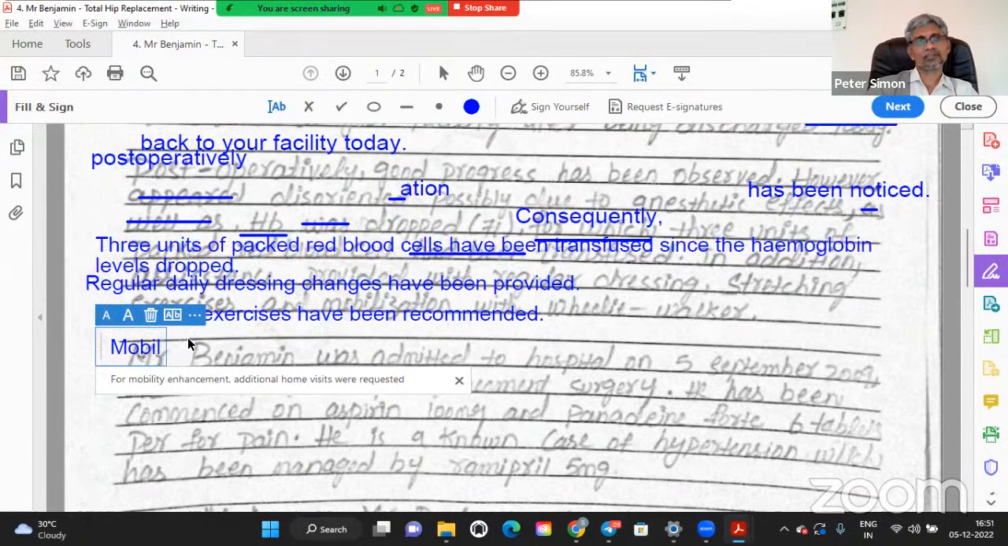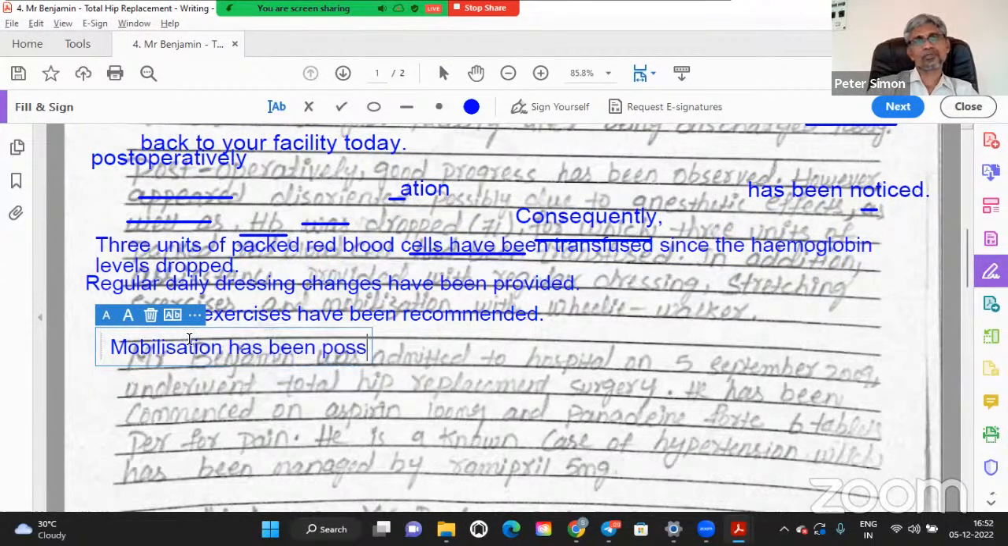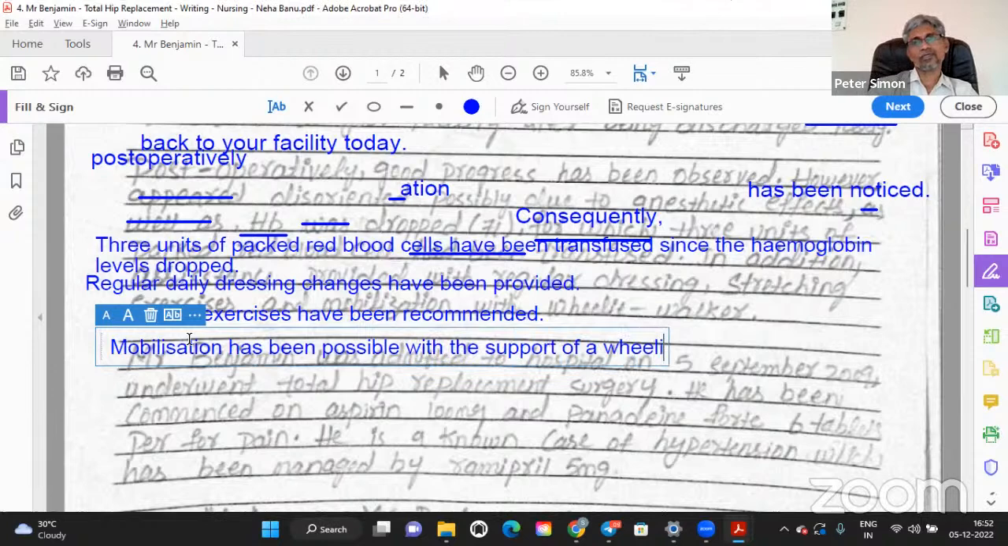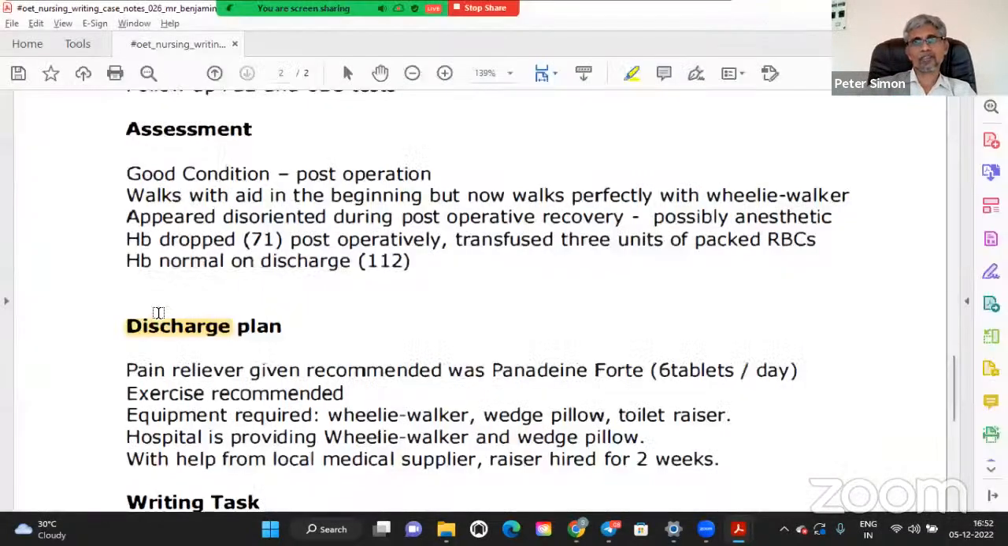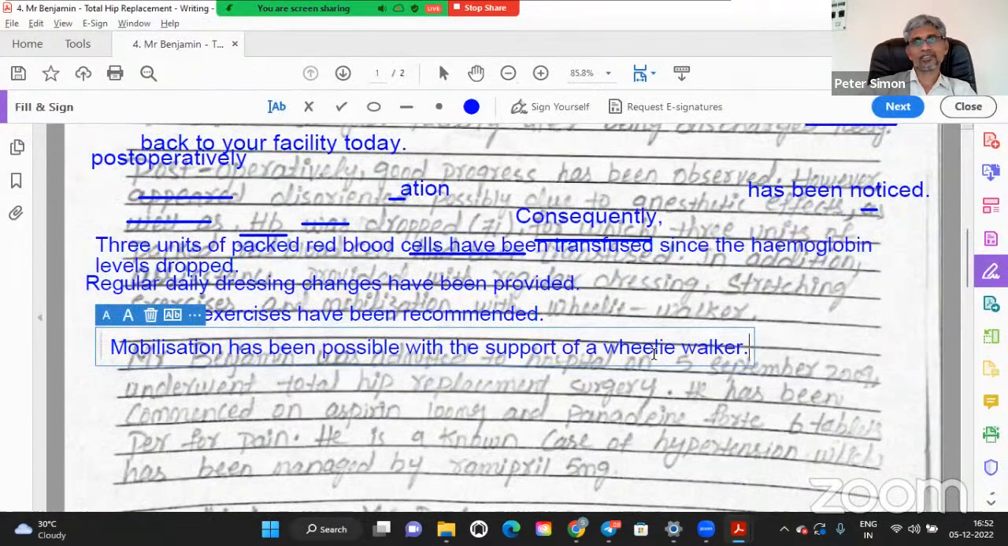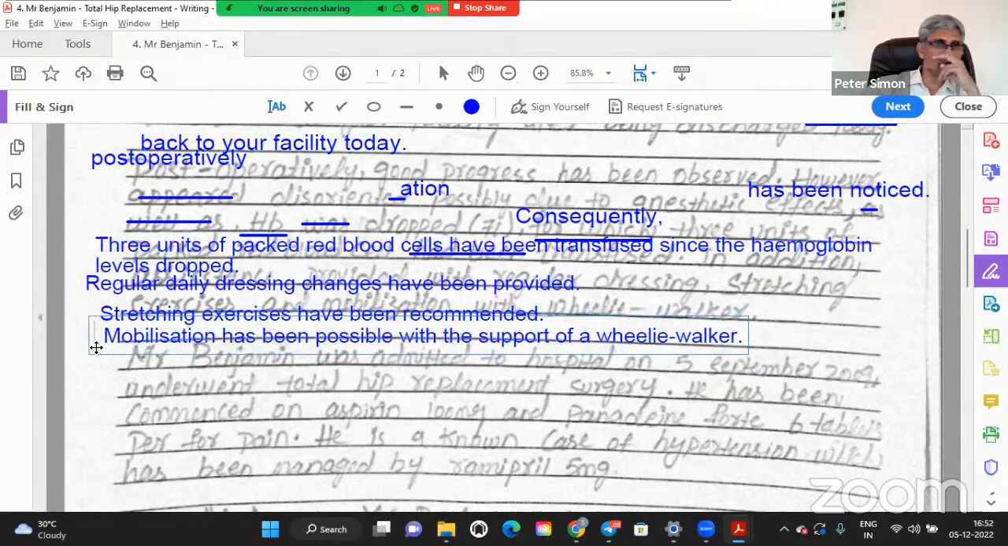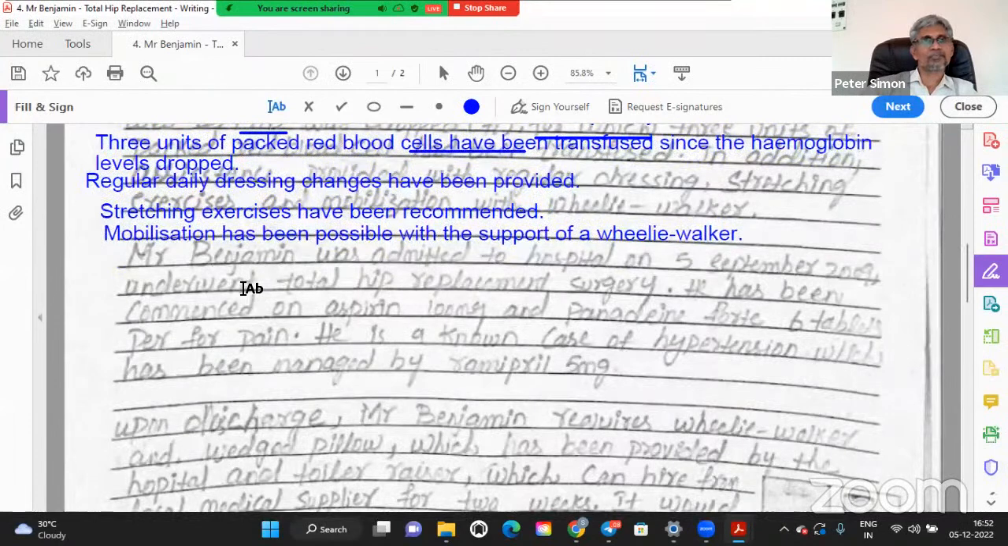Mobilization has been possible with the support of a Willy Walker. Okay, Willy Walker, hyphenated. Mobilization has been possible with the support of a Willy Walker. Okay. Mr. Benjamin was admitted to hospital on 5 September 2009, underwent total.